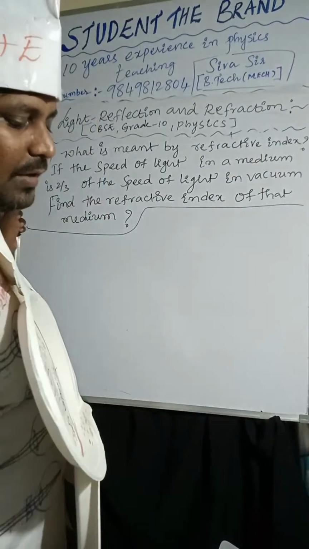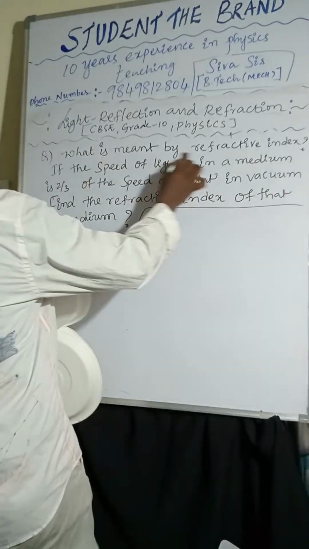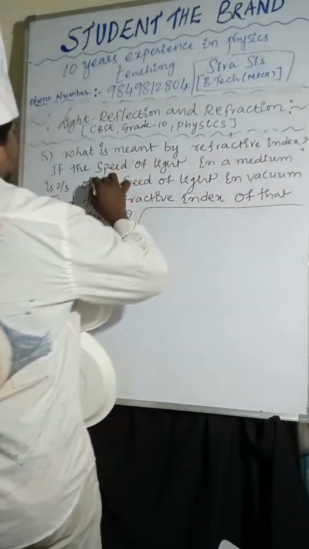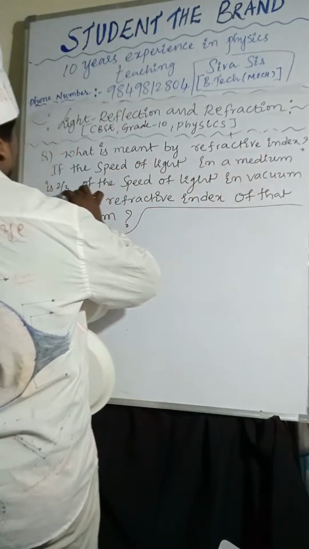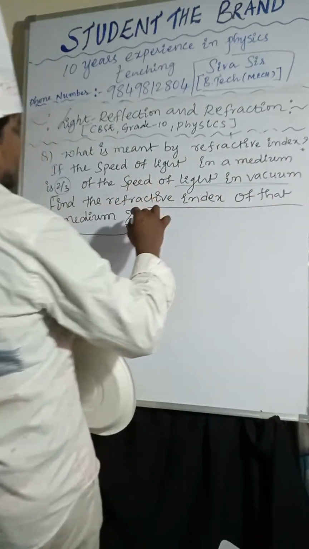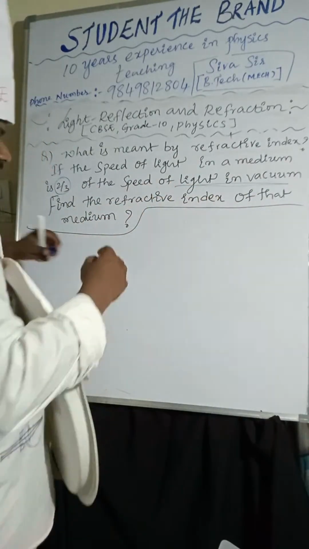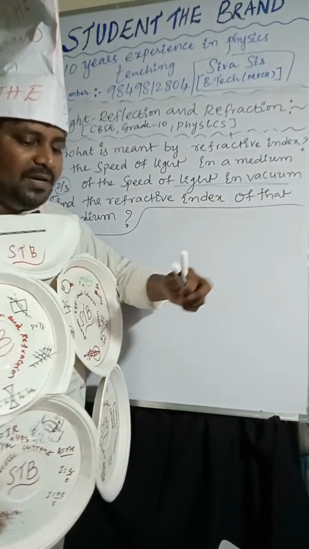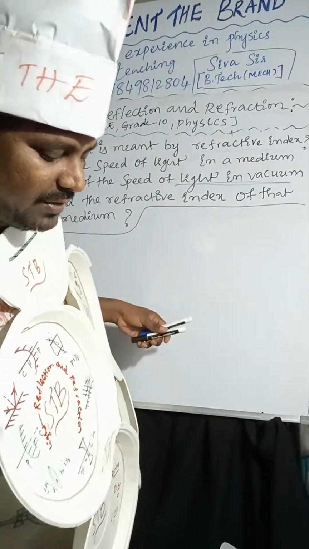Okay. So here you can observe what is meant by refractive index. If the speed of light in a medium is 2 by 3 of the speed of light in vacuum, find the refractive index of the medium, they're asking.